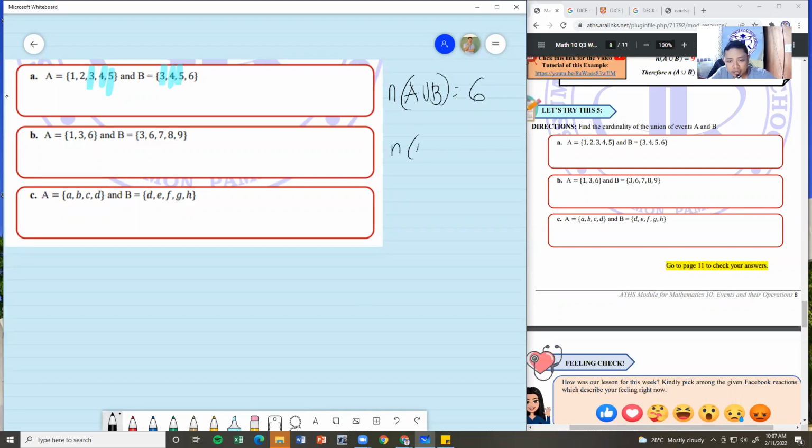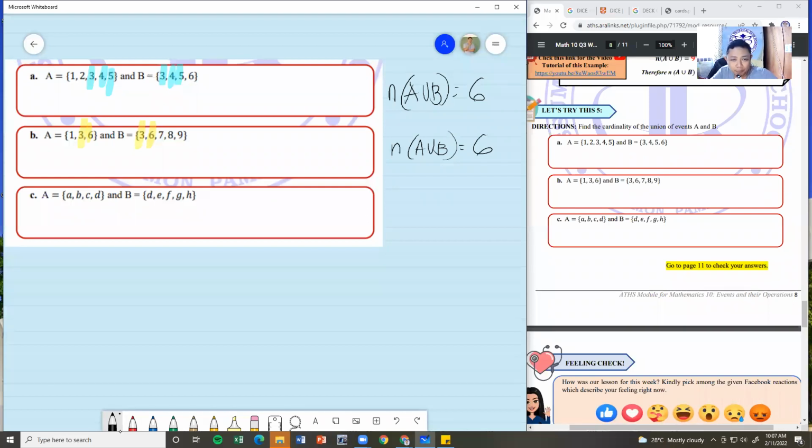What about in letter B? What's the cardinality of the union of A and B? Type the answer in the chat box. Identify the intersection first. 3 and 6. There are 2. Count those 2 as 1 per element. So the answer is 1, 2, 3, 4, 5, 6. It's also 6. Very good.